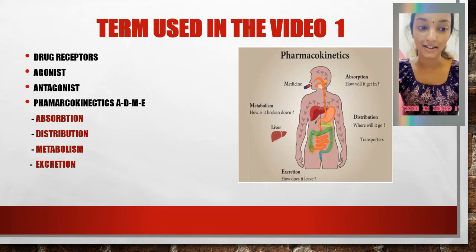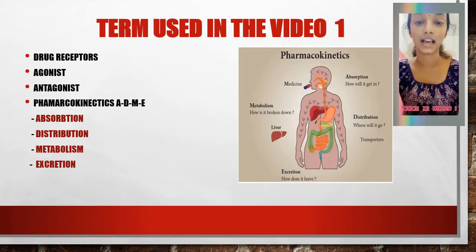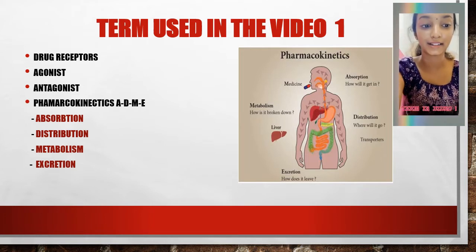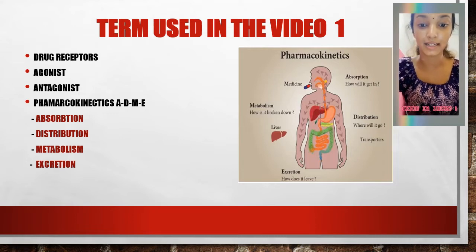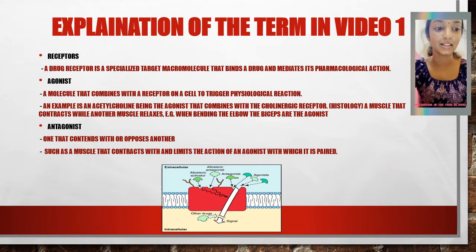The first slide is regarding the terms used in video 1. There are four characteristics, which are drug receptors, agonists, antagonists, and pharmacokinetics, namely absorption, distribution, metabolism, and excretion. Secondly, the explanation of the term in video 1, receptor. A drug receptor is a specialized target macromolecule that binds a drug and mediates its pharmacological action.